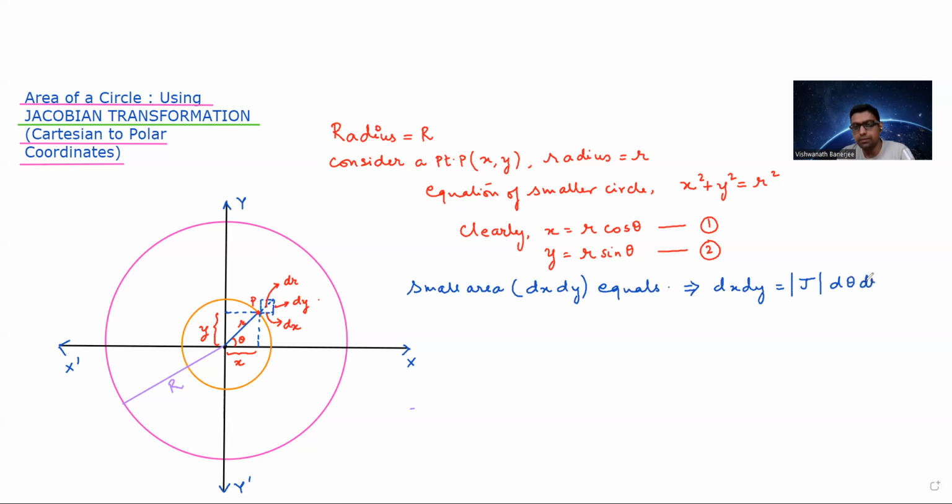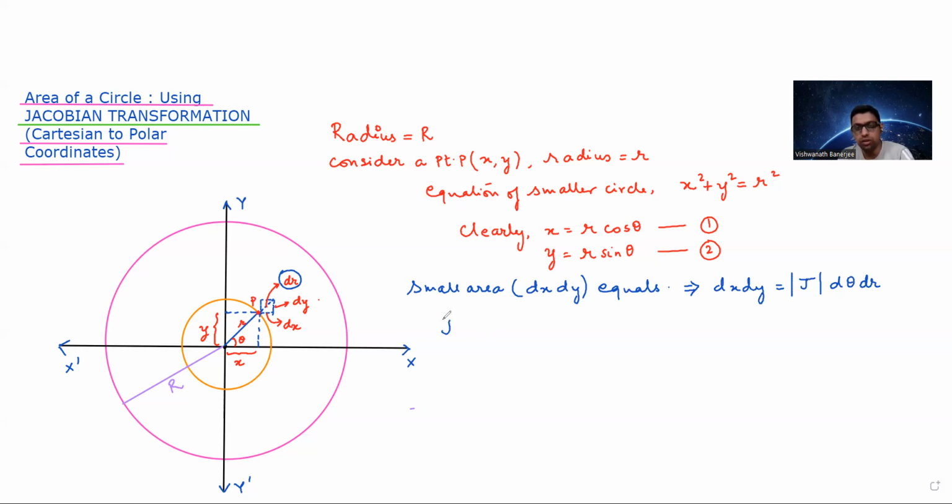times d theta dr. So what we are doing is converting the small area dx dy. Dx into dy is that small area. As you can see, I have drawn a small dr here. So what is this dr? This dr is a small increase in r along the direction of the radius. That means this small r is tending from 0 to capital R. This dr can be resolved into two components, dx and dy. So the area dx dy is Jacobian times d theta dr.